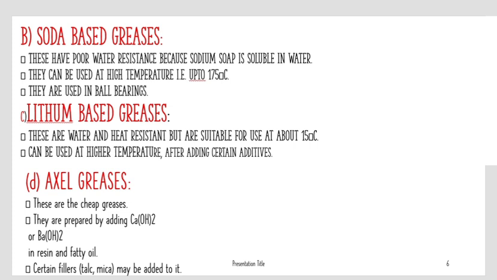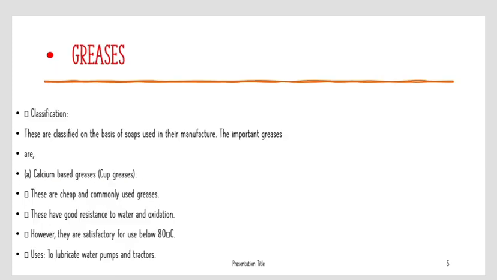Second is soda based greases. These have poor water resistance because sodium soap is soluble in water. They can be used at a higher temperature, up to 175 degrees Celsius, and are used in ball bearings. Third is lithium based greases. These are water and heat resistant and suitable for use up to about 150 degrees Celsius, and can be used at higher temperatures after adding certain additives. The last one is axle greases. These are cheap greases, like the first, calcium greases.